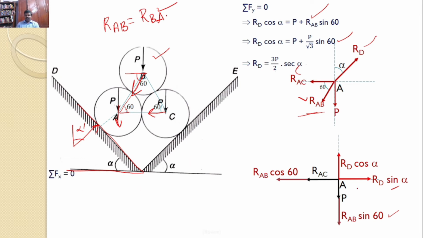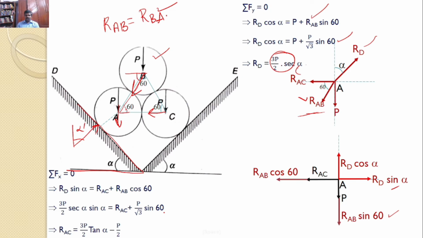Let us take sigma Fx is equal to 0. RD sin alpha is equal to RAC plus RAB cos 60. And you know that RD is equal to 3P by 2 secant alpha. You can substitute here 3P by 2 secant alpha into sin alpha is equal to RAC plus RAB, that is P by root 3 into sin 60. And you can say RAC is equal to 3P by 2 tan alpha minus P by 2.